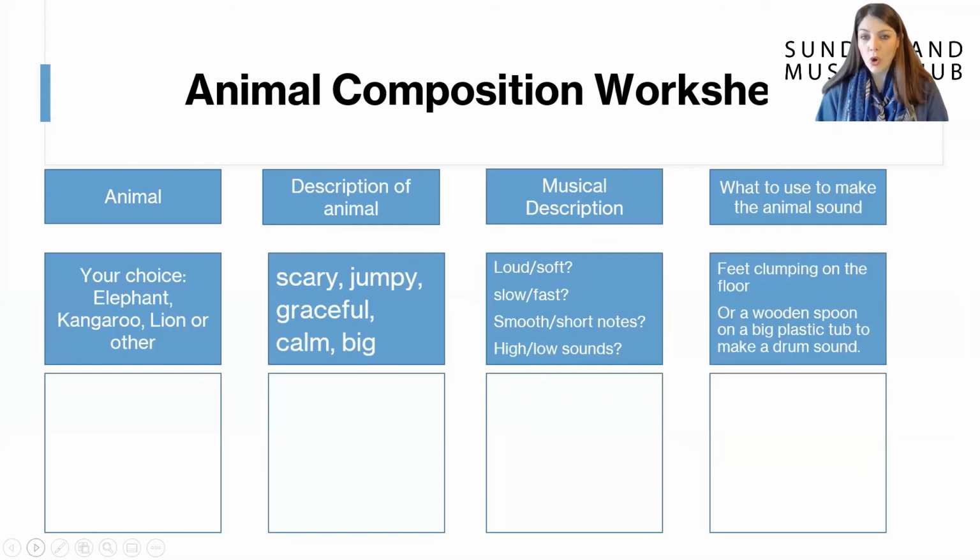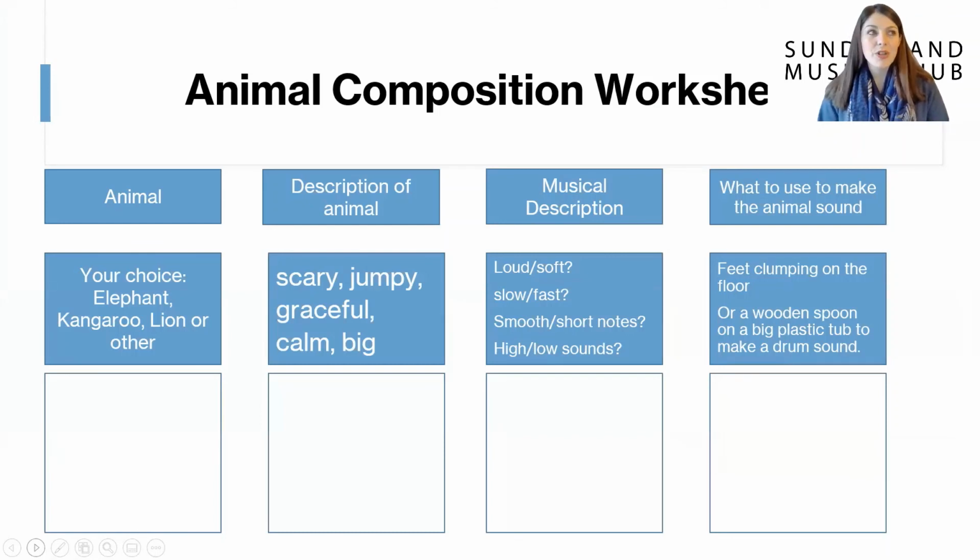Are we going to have short notes, a bit like the kangaroo when it was jumping? Are they going to be high or low sounds? So in the aquarium, there were quite high tinkling sounds, weren't there? As well, for that magical sound. Or are they going to be low like the elephant because it's a big instrument that's playing it and it's a big character, it's a big animal? And then when you've decided all of those things, how are we going to make those sounds?